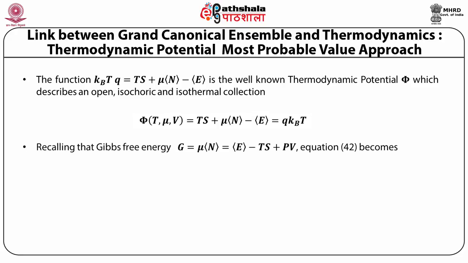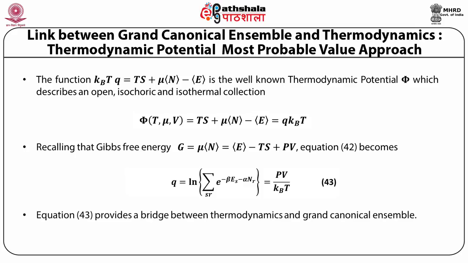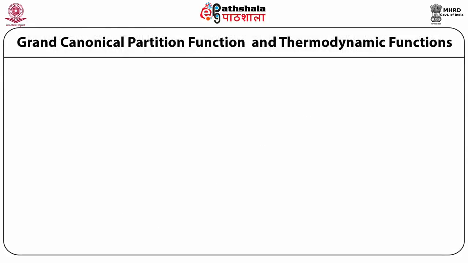Recalling that the Gibbs free energy G is equal to mu times the mean number of particles, which is equal to the mean value of energy minus TS plus PV, equation 42 becomes Q is equal to log of the summation over s, r of e raised to the power minus beta Es minus alpha Nr, which is equal to PV upon kBT. Equation 43 provides a bridge between thermodynamics and the grand canonical ensemble. Grand canonical partition function and thermodynamic functions.